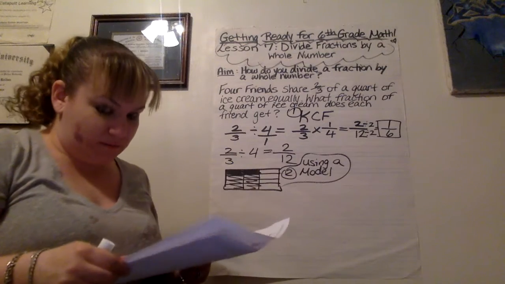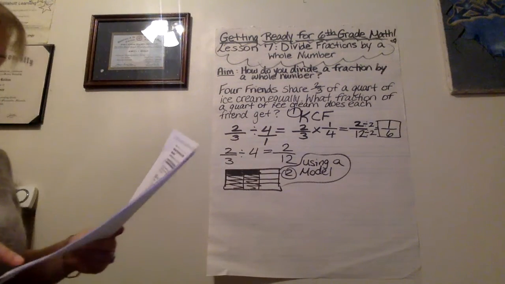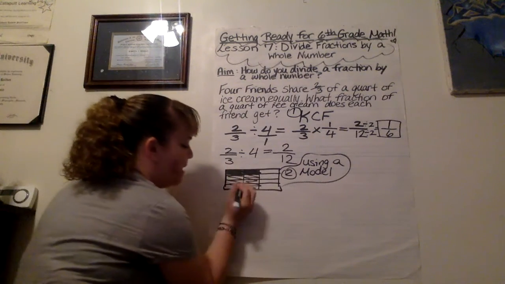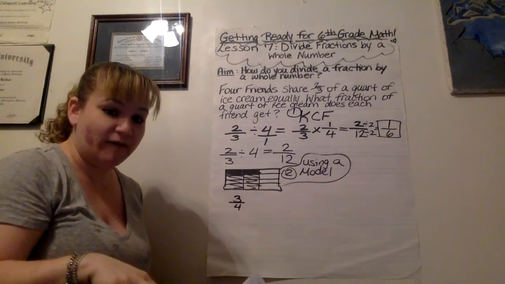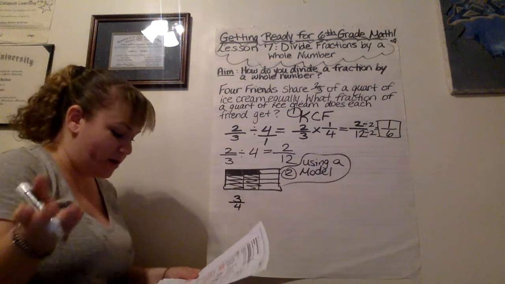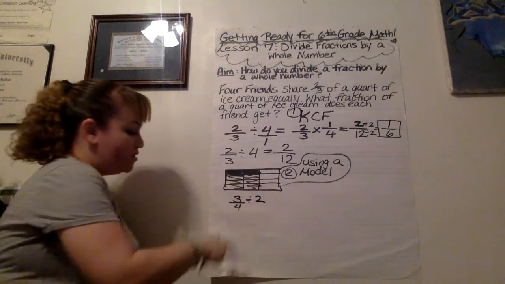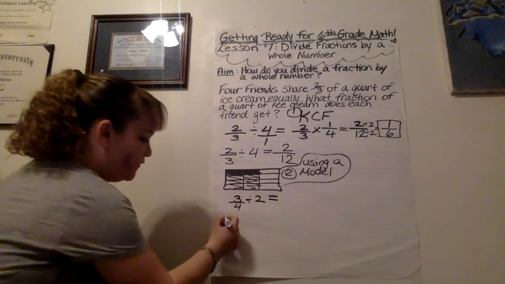Let's try another one. Let's go to the bottom of page 259. It says use 3/4 divided by 2. Okay, I'm going to use a model because KCF, I'll check it with KCF afterwards to make sure it matches it. So let's do 3/4 divided by 2. So I'm going to start with the first number, the fraction. I'm going to put it into fourths.